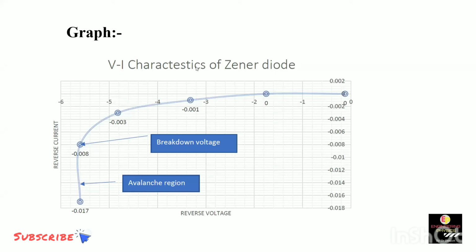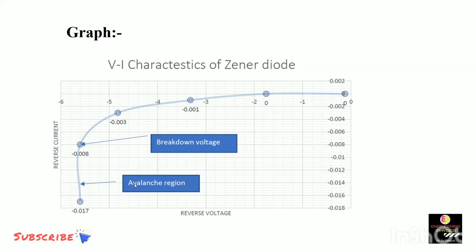Now this is the V-I characteristics of the Zener diode. This is the reverse characteristics. So here we can see the reverse breakdown voltage, that is 5.6 volt. This is the breakdown voltage.